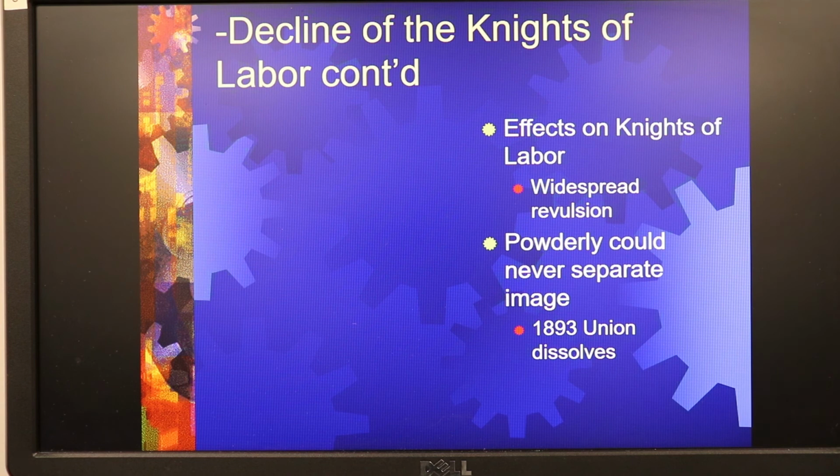Well, what was the effect on the Knights of Labor? It provoked widespread revulsion. Powderly could never separate the anarchist picture from the public mind, although he clung to his membership. When he finally gave it up by 1893, the union was pretty much dissolved. Now, why then did we talk about the Knights of Labor? Ready for the next slide?